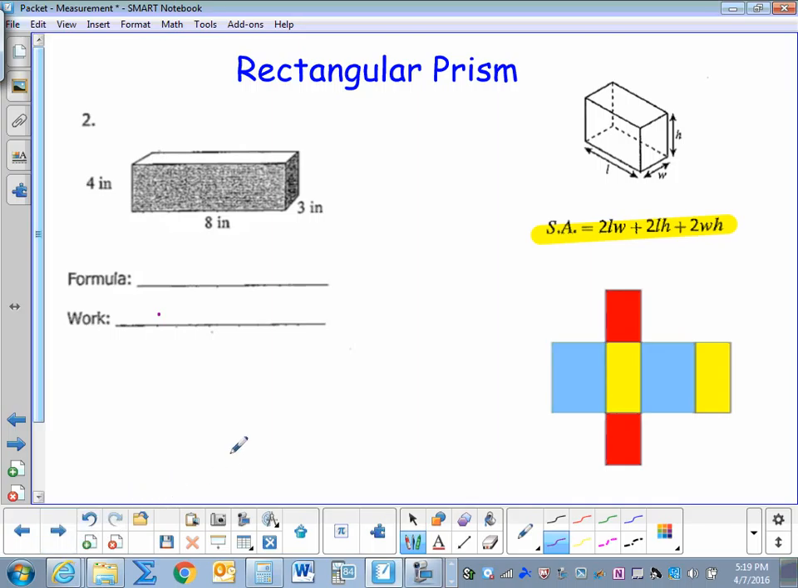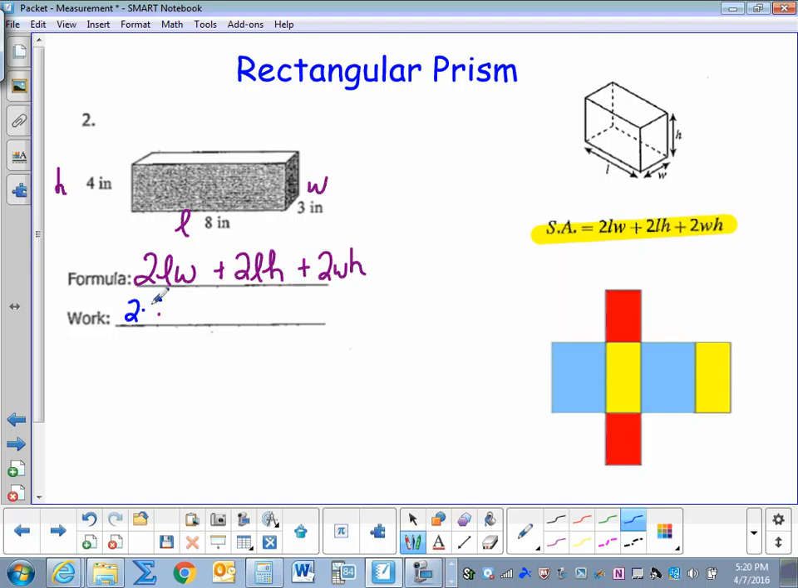Let's calculate the surface area of a rectangular prism. The formula is 2 times the length times the width plus 2 times the length times the height plus 2 times the width times the height. So let's label our figure. 4 is the height, 8 is the length, and 3 is the width. So let's substitute our numbers.